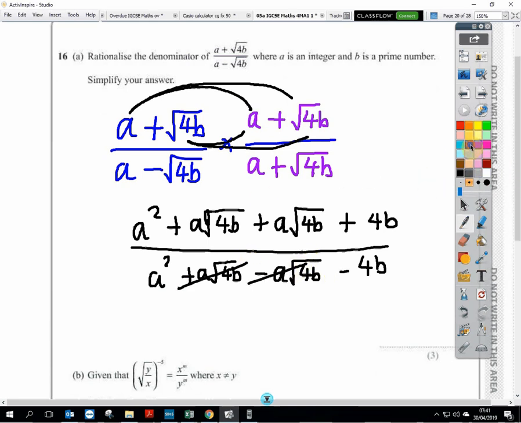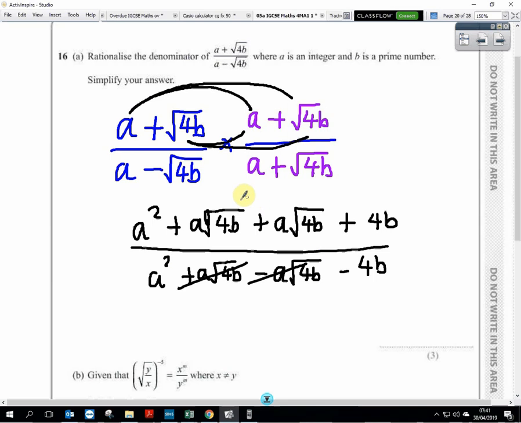And on the top, you can simplify slightly. You have a root 4b plus a root 4b. So you have two of these. You have two of the same thing. So you have 2a root 4b. That's what you get when you simplify these two terms here.